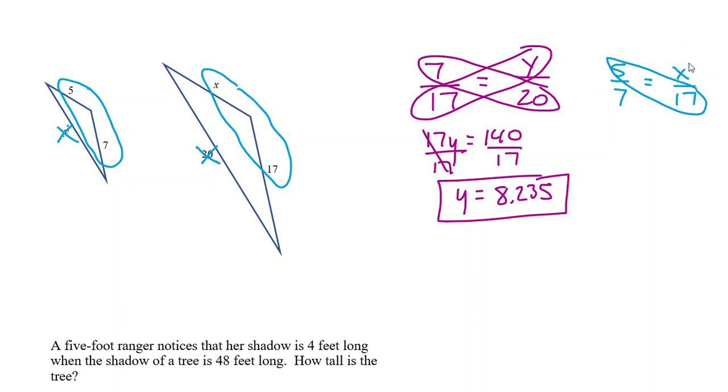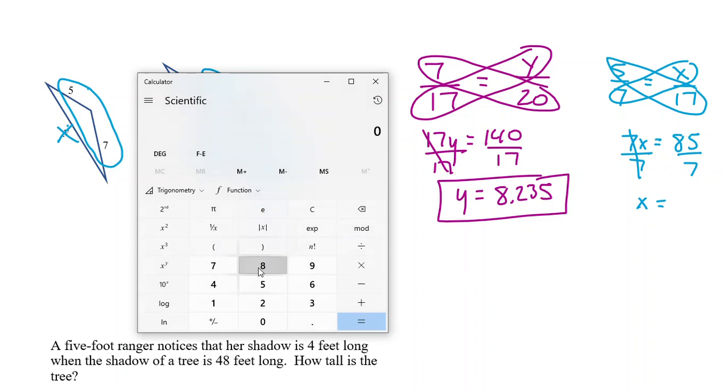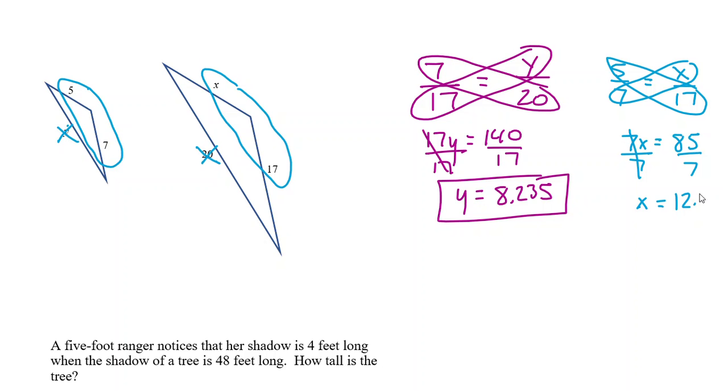Again, we'll cross multiply. 7x equals, let's see, 85, and then we'll divide by 7. And once again, 7 is not going to go in evenly. 85 divided by 7 is 12.1428. 12.143. So I rounded it off to 3 decimal places. That's probably a little excessive.